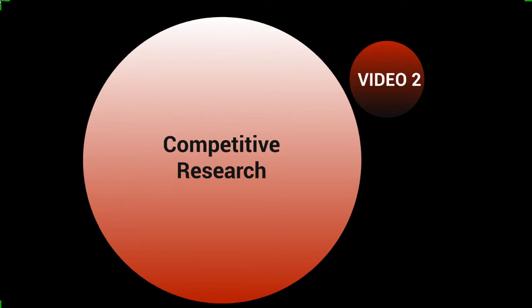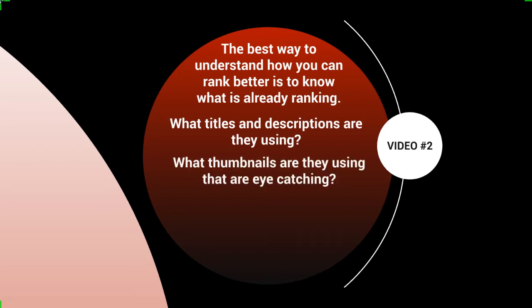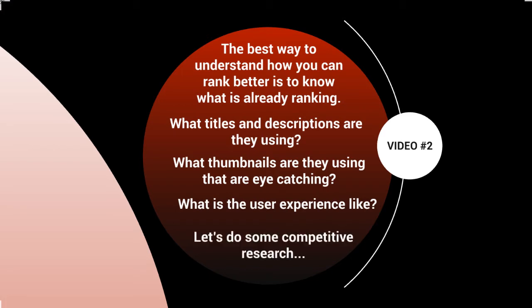So let's talk about competitive research. You see, the best way to understand how you can rank better is to know what is already ranking in your niche or your market. So what we want to do here is analyze the videos that are on the top. I want you to specifically look at what titles, what descriptions they are using, what thumbnails they are using that are eye-catching, and what the user experience is like when you click through those videos. So let's go ahead and do some competitive research.